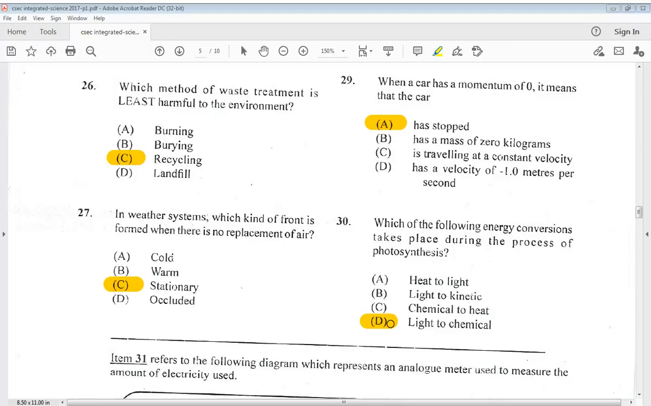So there you have it. We have come to the end of part 1 of the CSEC Integrated Science, May June 2017, paper 1.